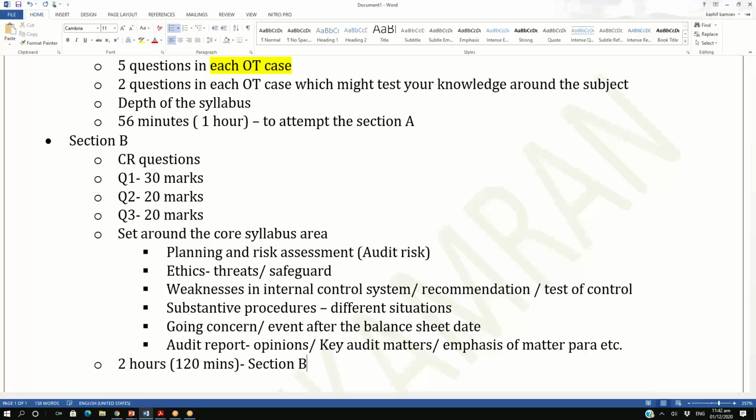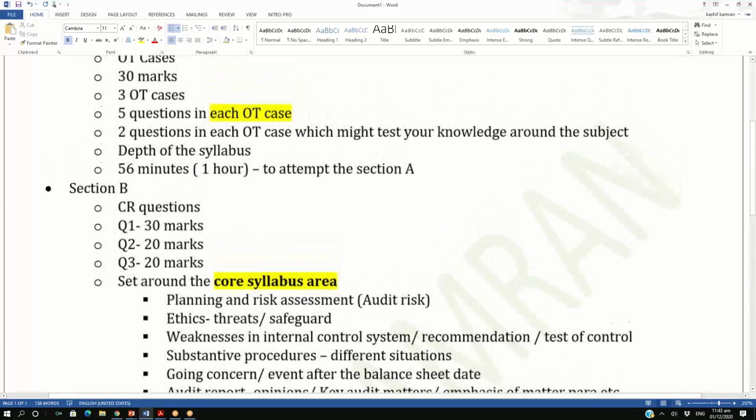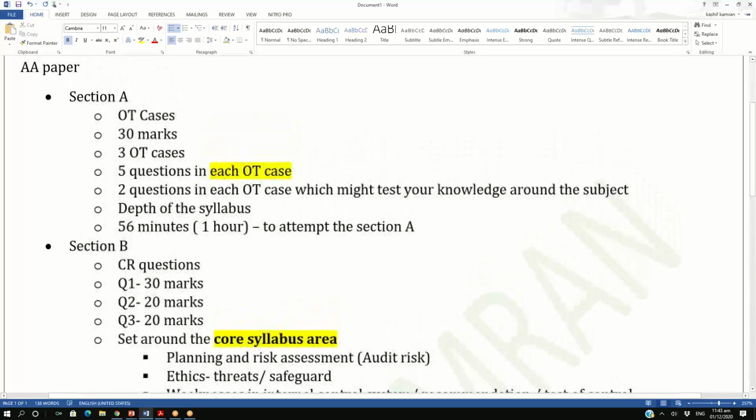And please remember that the core syllabus areas should be very strong for section A and for section B, right? But apart from that, you cannot ignore knowledge. You cannot ignore reading the book, which is very, very important. Now, this is one aspect of the paper.